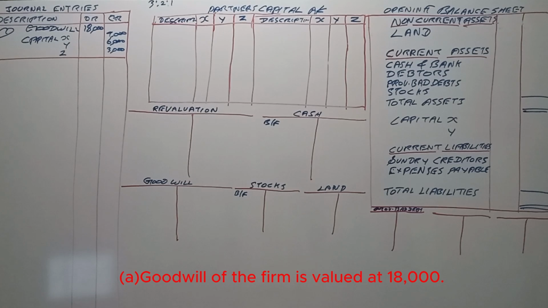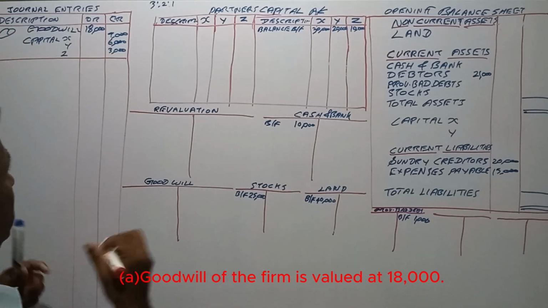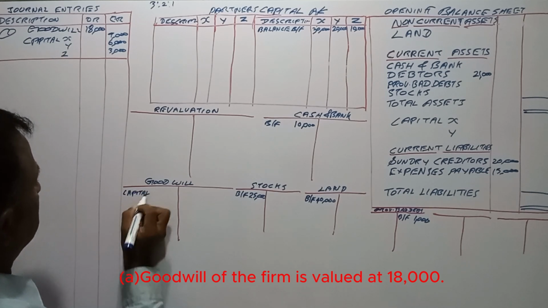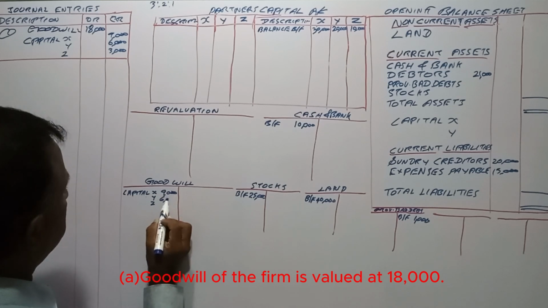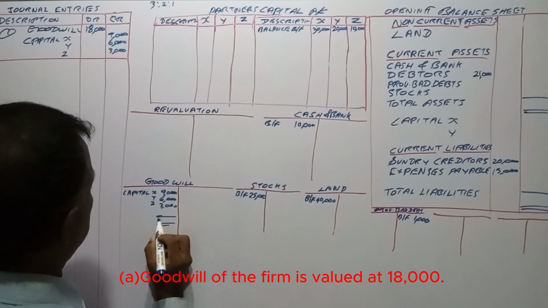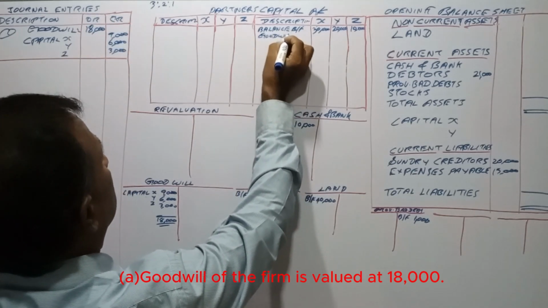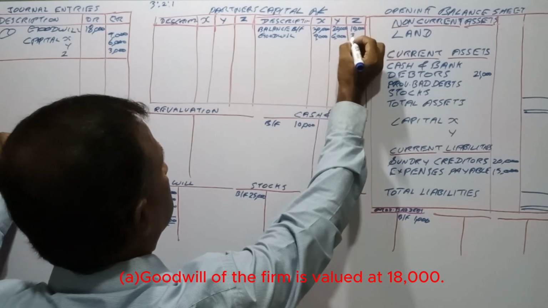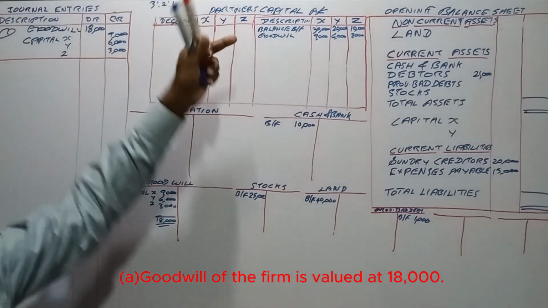Wait, hold on. For creating goodwill, goodwill account is debited and capital account of X, Y, Z is credited. Goodwill account debit means capital accounts of X, Y, Z are credited with 9,000, 6,000, and 3,000, altogether 18,000. So creation of goodwill: goodwill account debit and capital account X, Y, Z credited in the ratio 3 is to 2 is to 1.